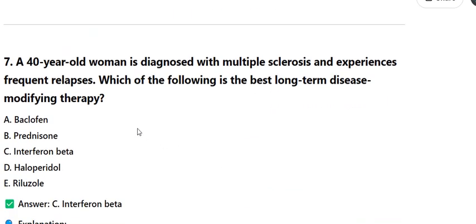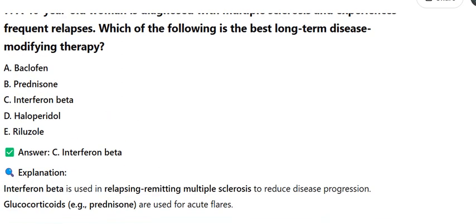7. A 40-year-old woman is diagnosed with multiple sclerosis and experiences frequent relapses. Which of the following is the best long-term disease-modifying therapy? A. Baclofen. B. Prednisone. C. Interferon beta. E. Riluzole. Answer C. Interferon beta. Explanation. Interferon beta is used in relapsing-remitting multiple sclerosis to reduce disease progression. Glucocorticoids, e.g. prednisone, are used for acute flares.